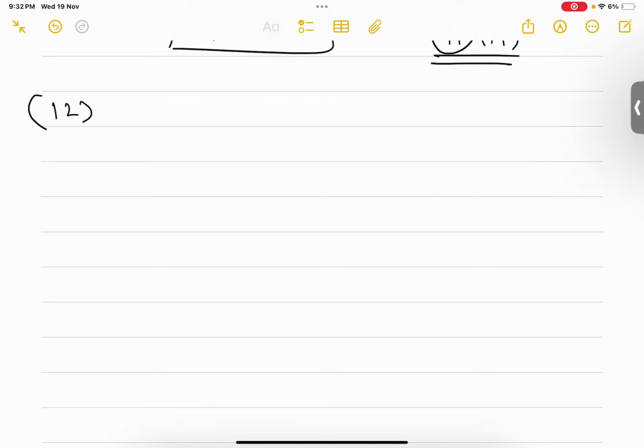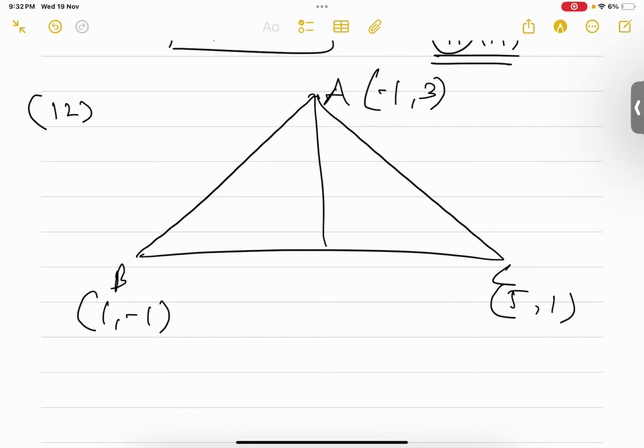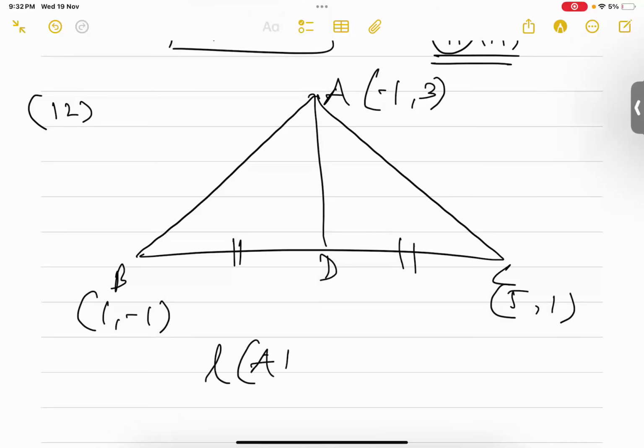Question number 12. There are three vertices of a triangle ABC. We need to find out the length of the median through A. So let A be over here at the top. The coordinates of A are -1, comma 3, coordinates of B are 1, comma -1, and coordinates of C are 5, comma 1. The median through A, let this be D. A median divides the opposite side into two equal parts. So basically, we need to find out this length AD.